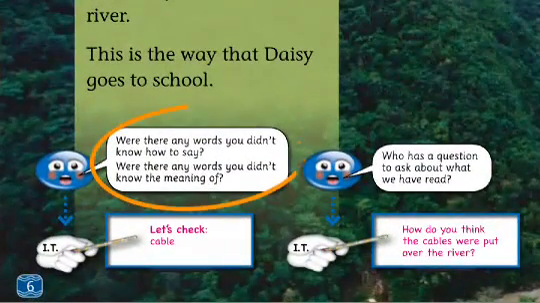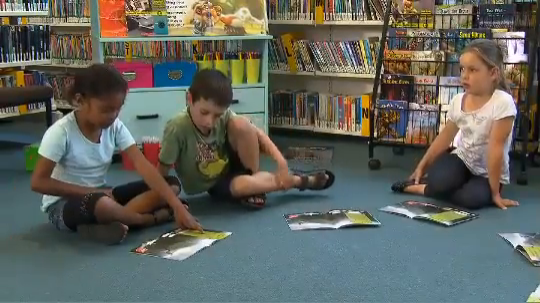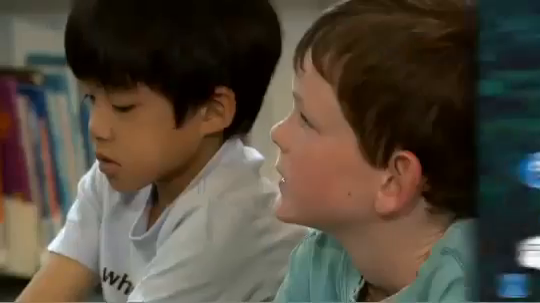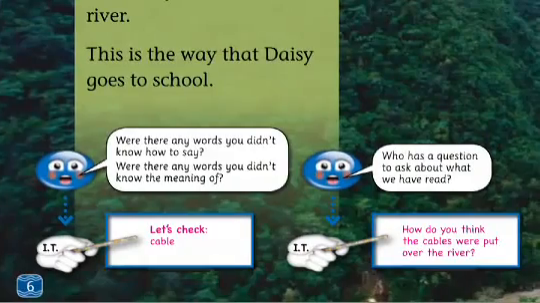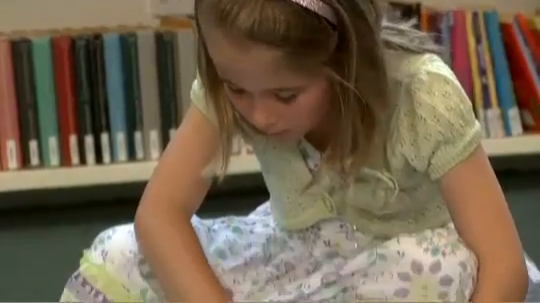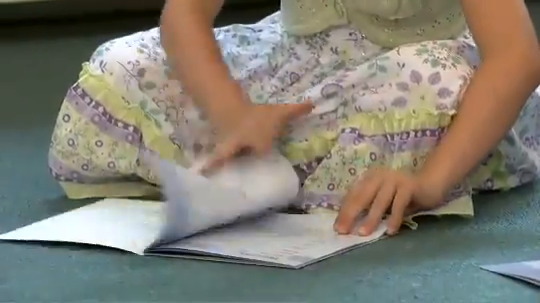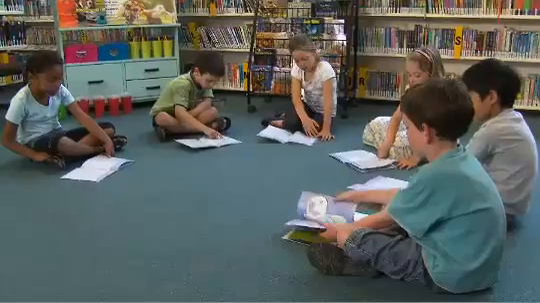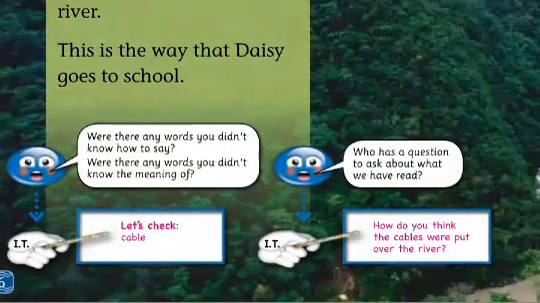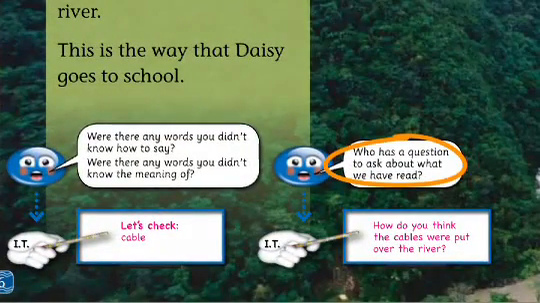Were there any words you didn't know how to say? Built. Were there any words you didn't know the meaning of? Cable. A thick, strong rope made of steel. Who has a question to ask about what we have read?